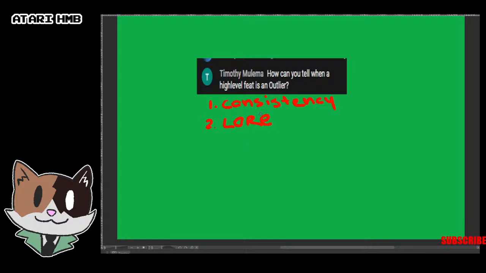Doesn't matter how much you think it is an outlier. If the lore implicates anything related to it, then it should count. And last but not least, number three, which is going to be the overall feat itself. The feat itself. Is there any consistency through statements? Does the lore kind of support it? And what about the feat? What is the feat? We have to examine that in the character who's doing it.